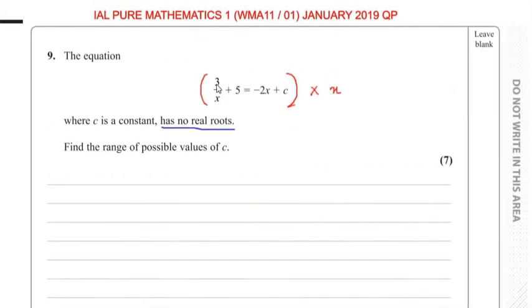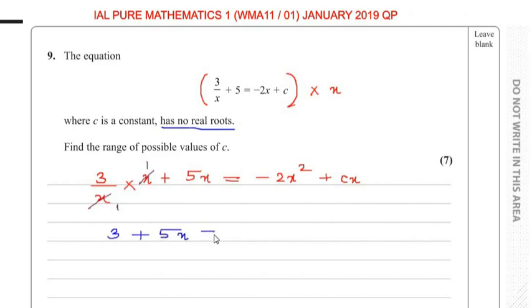So here x multiplies with 3 over x, so we get 3 over x times x, plus 5 multiplies with x, so we get 5x, equals minus 2x multiplies with x, giving us minus 2x squared, and plus c multiplies with x, giving us plus cx. We can cancel the x in the denominator and x in the numerator, and now we are left with 3 plus 5x equals minus 2x squared plus cx.